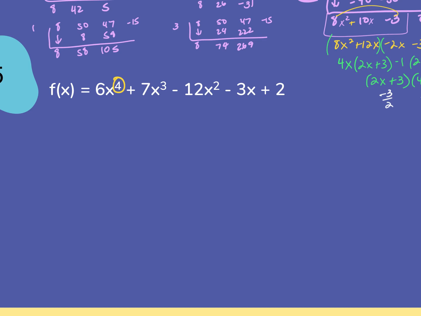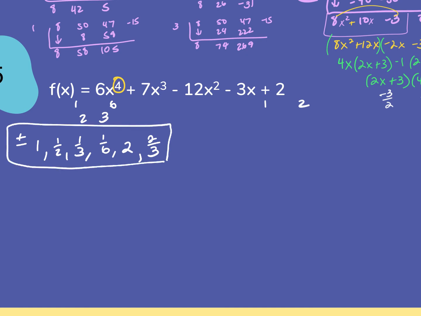For a number, the possibles are easier. The factors of 6 are just 1 and 6 and 2 and 3, and then 2 is just 1 and 2. So I have to do plus and minus 1 over 1, 1 over 2, 1 over 3, 1 over 6. None of those reduce. And then I have to do 2 over 1, that's 2. 2 over 2 is 1, and we already have it. 2 over 3. And then 2 over 6 is 1/3, and we already have it. So there's my possible bank.